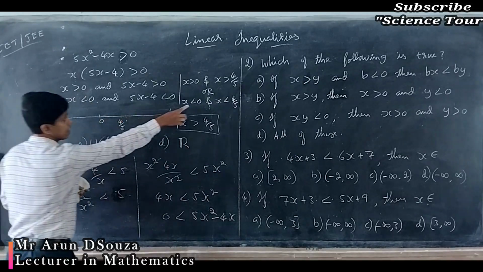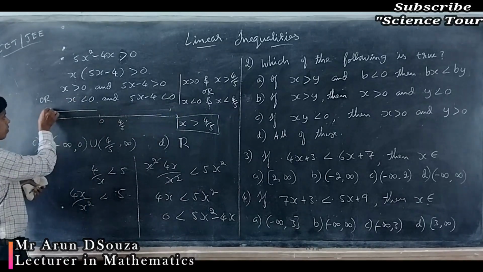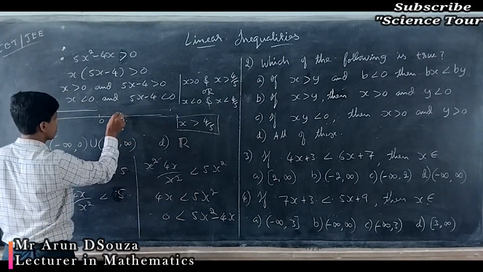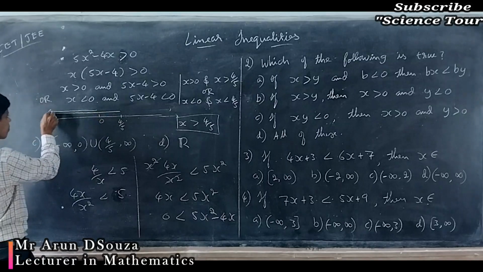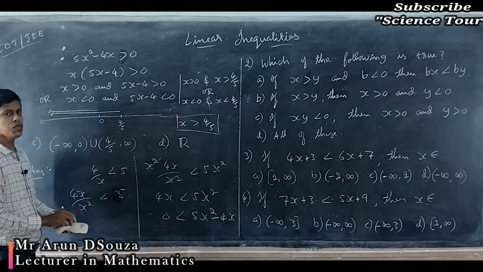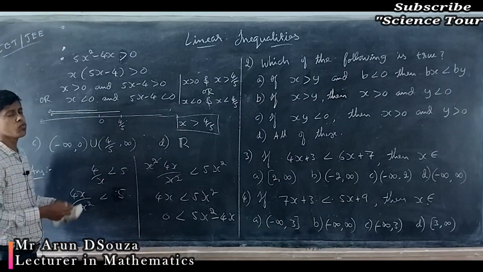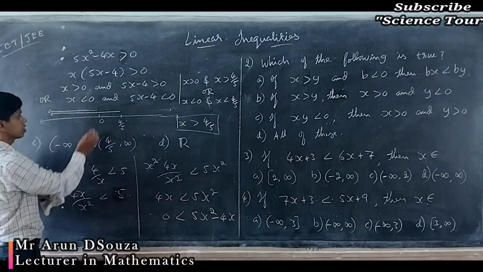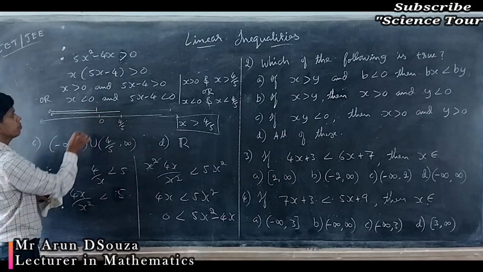X is less than 0 and less than 4 by 5. Okay. Now tell me which is the common region of both, the intersection. What is the intersection of both? What is the common region? Common region is from here.